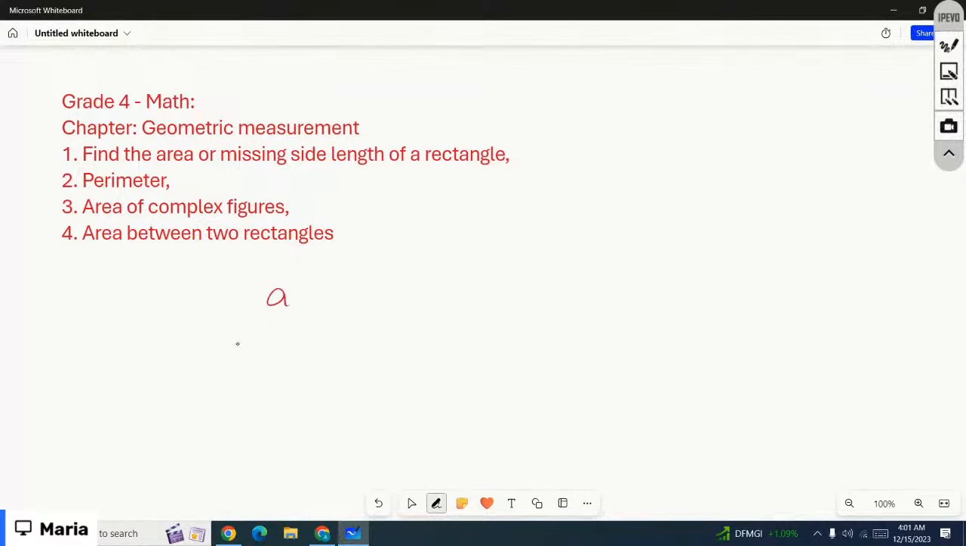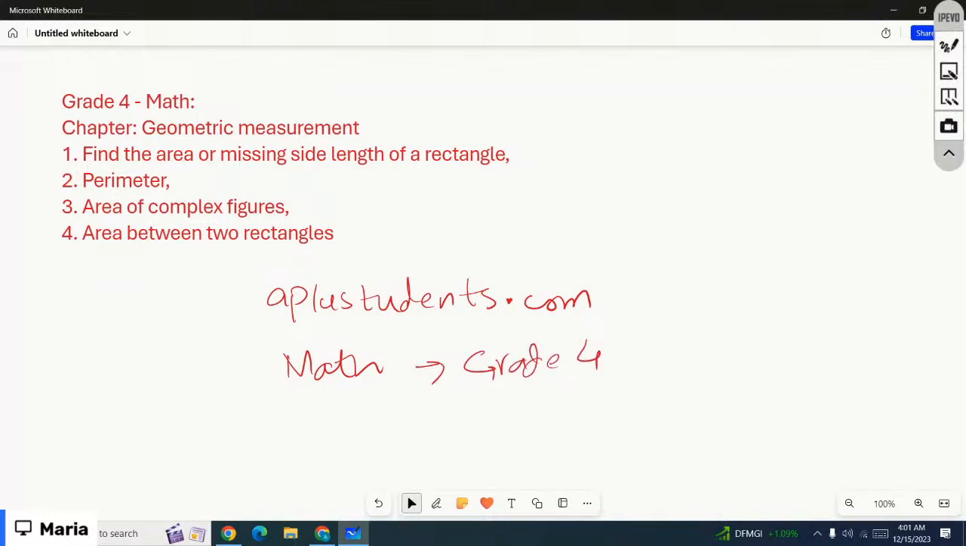You can find all the lessons on aplusstudents.com. You have to log in there using your email address and password as provided by the administrator. Then you have to select math from the subject tab, scroll down to grade 4 and then click on view all lessons. There you can find a list of the chapters.